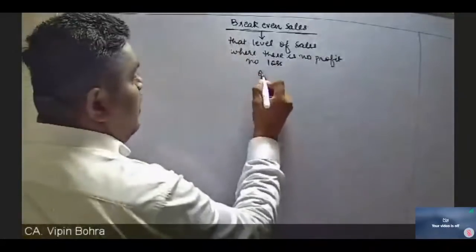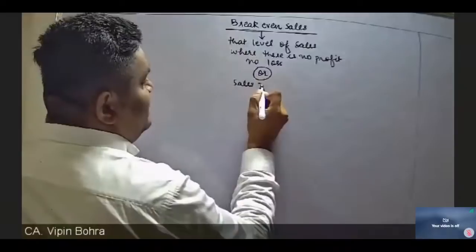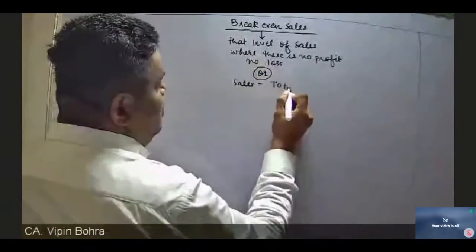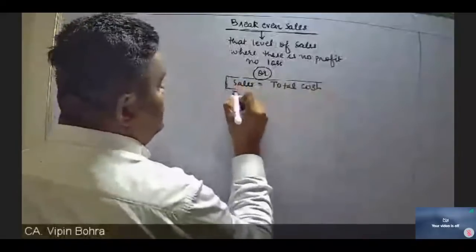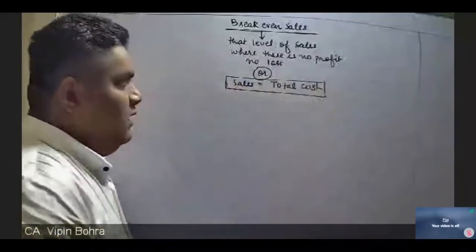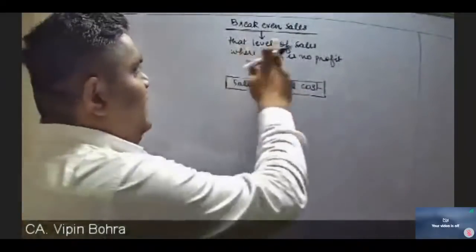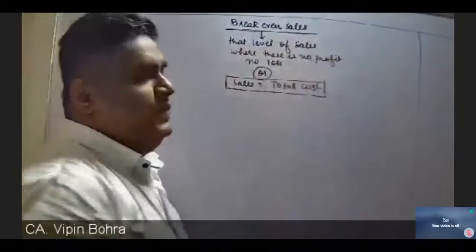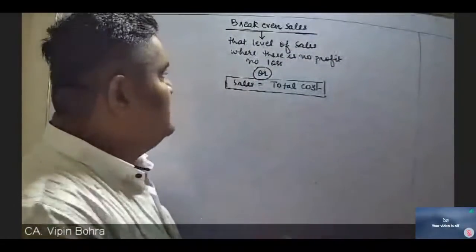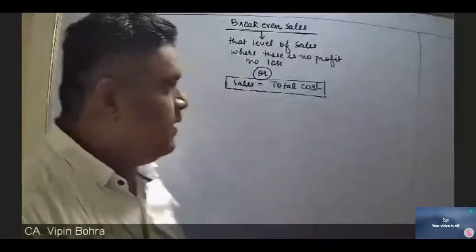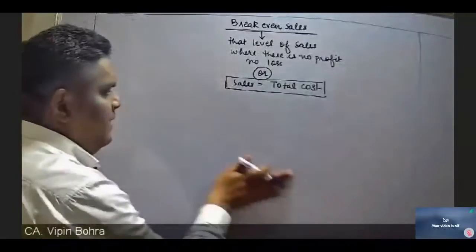Or we can say that level of sales where the sales is equal to total cost. When the sales is equal to total cost, yes, the profit or loss will be zero. So that level of sales where there is no profit or no loss, we can say profit or loss is zero, that level of sales is basically the break-even sales. Now, let's discuss this with the help of an example.